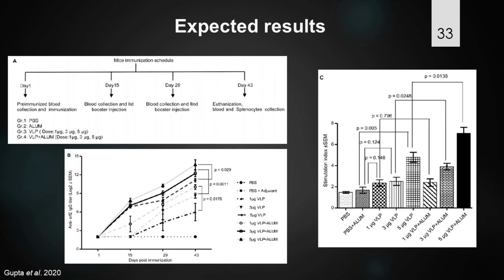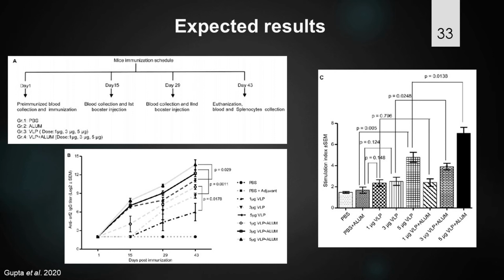An immunization assay was performed in 6-week-old mice, and they were injected with the VLPs as shown in this figure. On day 1, pre-immunized blood was collected and the immunization was performed. On day 15, blood was collected and the first booster injection was given. On day 29, blood was collected and the second booster injection was given. And on day 43, the mice were euthanized, followed by collection of blood and splenocytes.